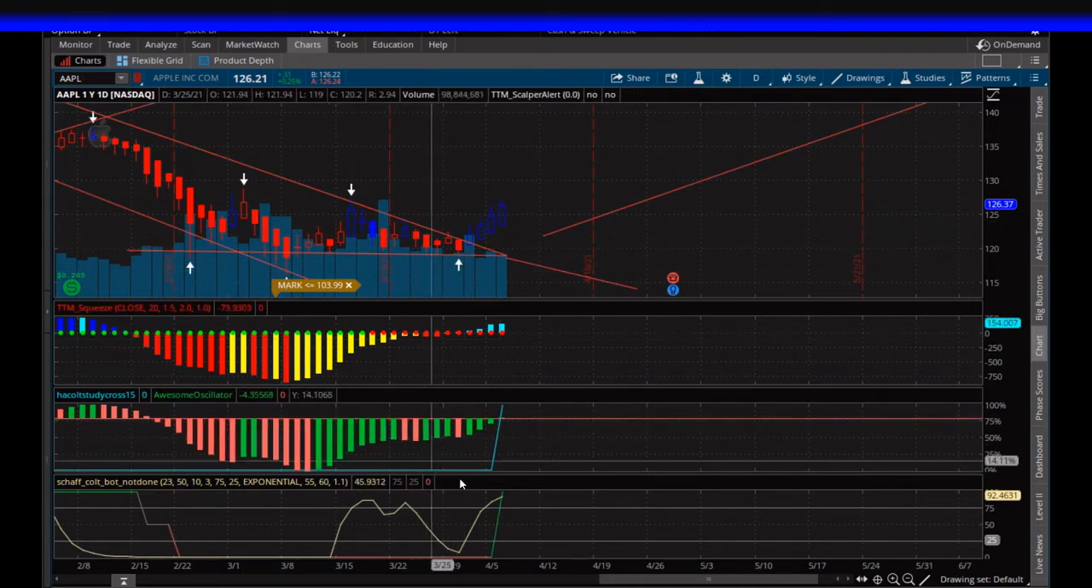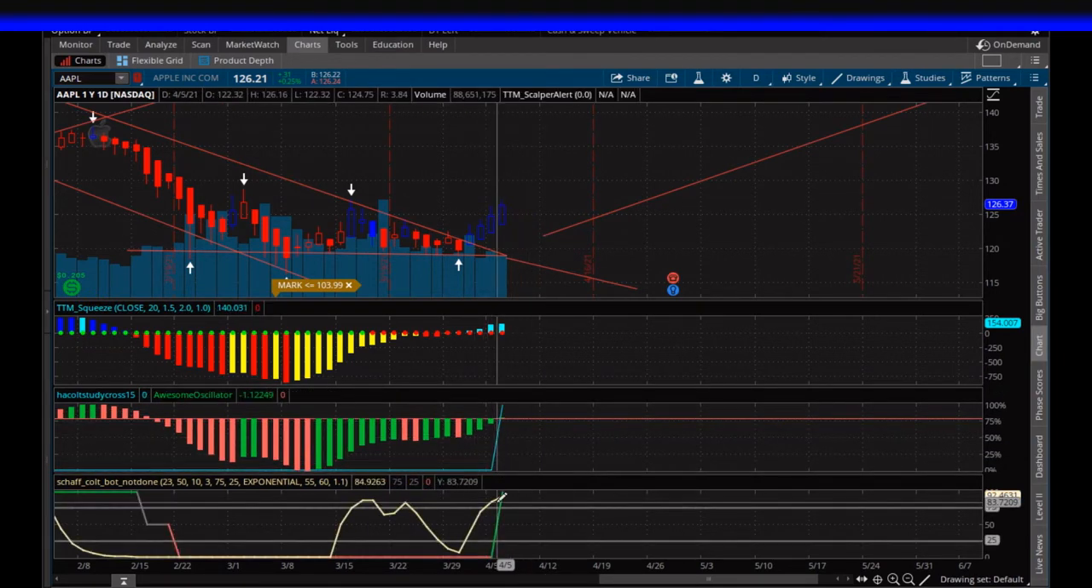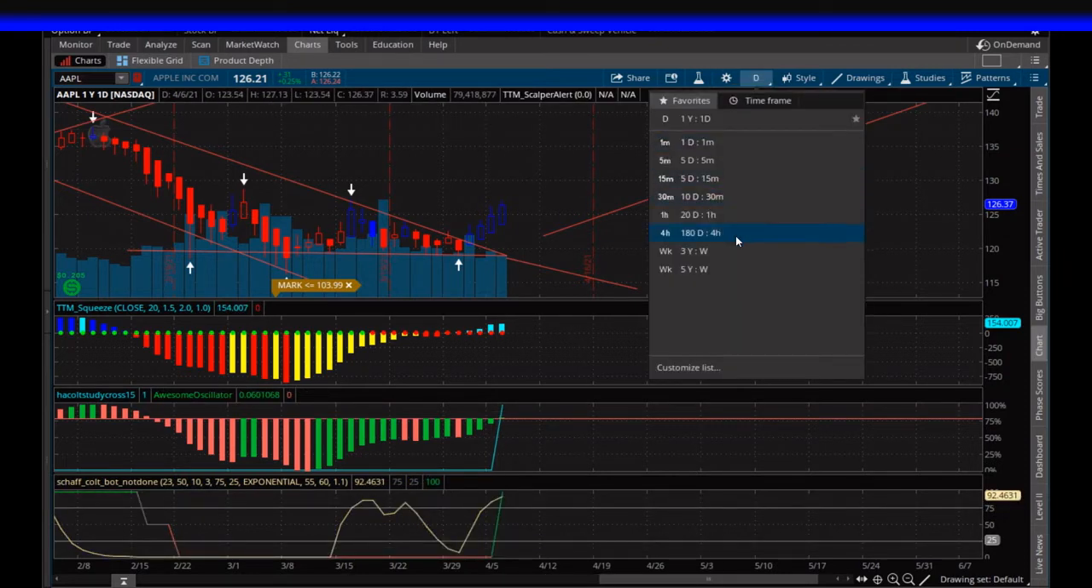Looks like HA Colt's wanting to go positive, green's going positive. On the daily, our shaft bots got it, HA Colt bots got it. Okay, it's looking good for the daily. I'm thinking Apple's going to be a good investment for this next little bit here.